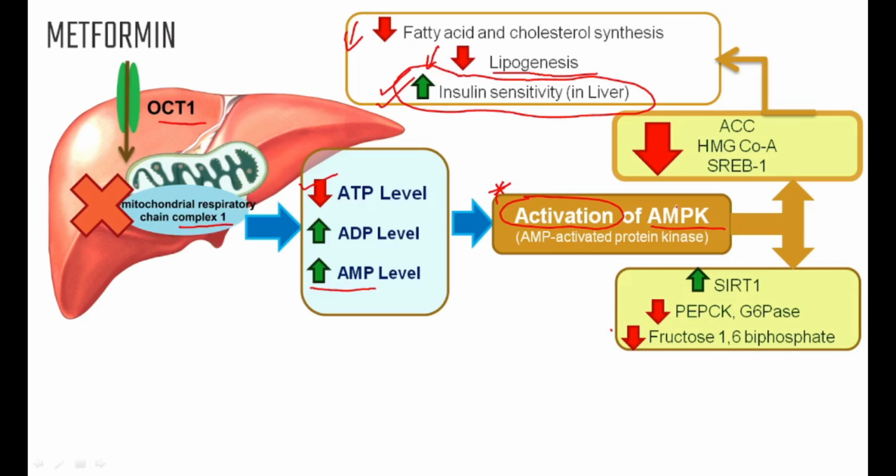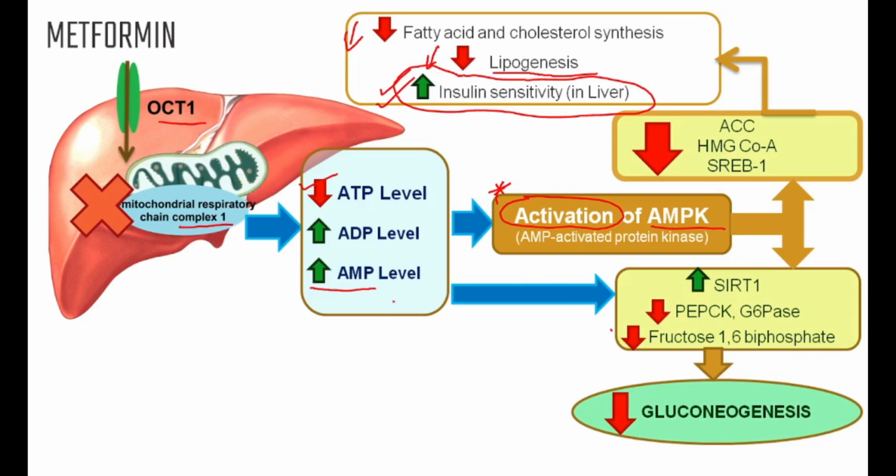Also, by activation of AMPK as well as by increase in the AMP level, in turn it is responsible for the decrease of the fructose 1,6 bisphosphatase. So directly by increasing the AMP level as well as by activation of the AMPK, it will cause the decrease in gluconeogenesis. It is one of the important mechanisms of metformin, how metformin is controlling or reducing the blood glucose level. So gluconeogenesis will be reduced. Through the activation of AMPK, it is reducing the gluconeogenesis and increasing the insulin sensitivity.